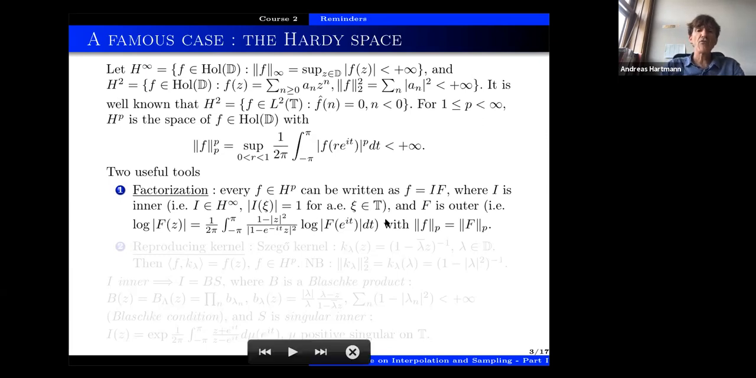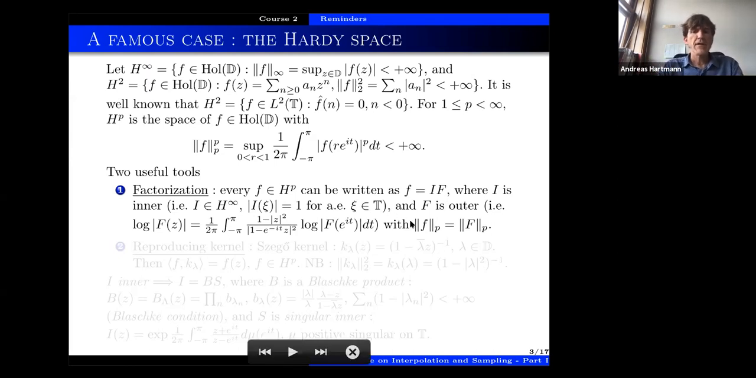Then you can write the function f as a product of a so-called inner function, which means I is uniformly bounded by 1 in the unit disk, and it takes boundary values of modulus 1 almost everywhere. As I told earlier, functions in the Hardy space admit non-tangential boundary values almost everywhere. And so F will be the zero-free part, but in a more general setting. So it's zero-free inside the disk and also somehow on the circle.